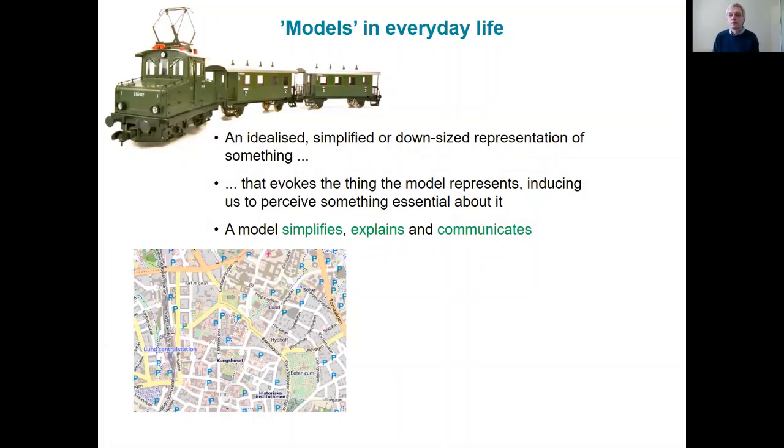Here's another example of a model, a street map. Obviously, it's very much simpler than the city that it represents, but it's actually very useful. It has just the right degree of simplification, so we can use it, for example, to find the quickest route from where we are to somewhere where we want to go. It simplifies, it explains, it communicates, and it conveys something essential in the context of what we want to use the model for.